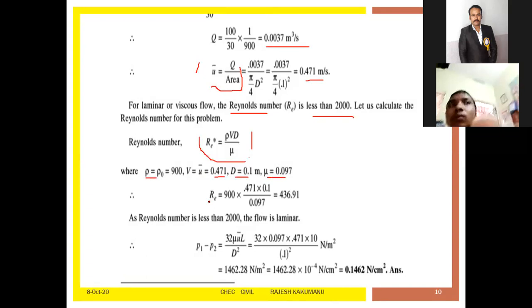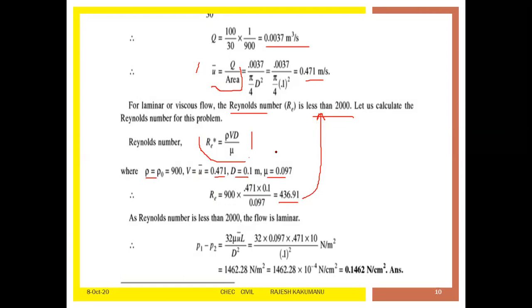Substitute these values, divided by mu. So Re is equal to 436.91. This is less than 2000. Therefore, we are satisfied it is a laminar flow. Next, as the Reynolds number is less than 2000, the flow is laminar. Now take this formula for P1 minus P2: P1 minus P2 is equal to 32 mu U bar L by D square.